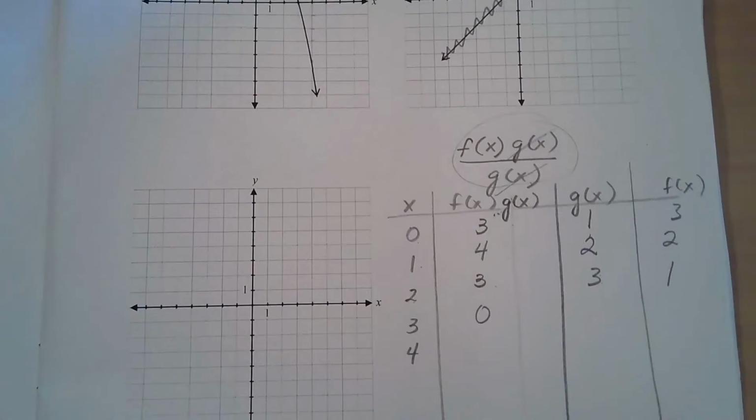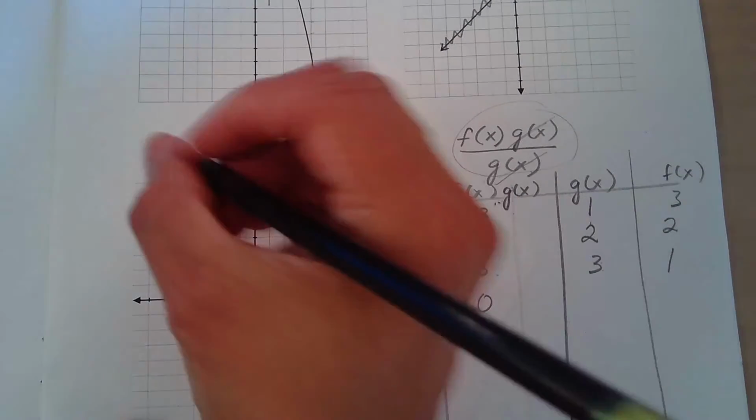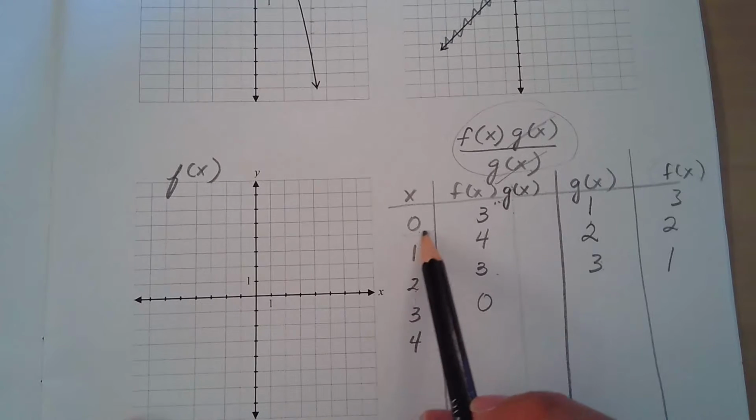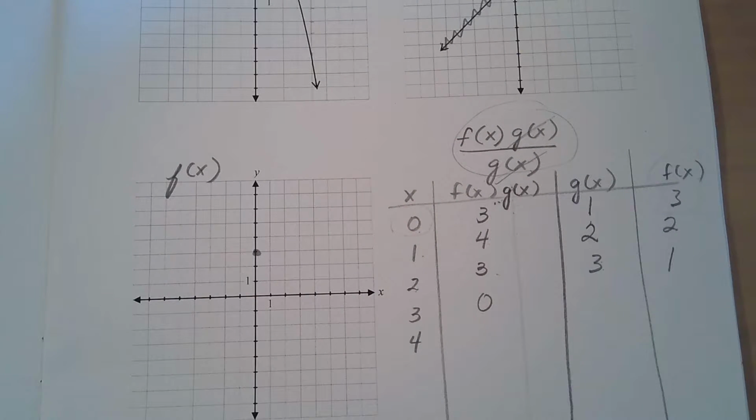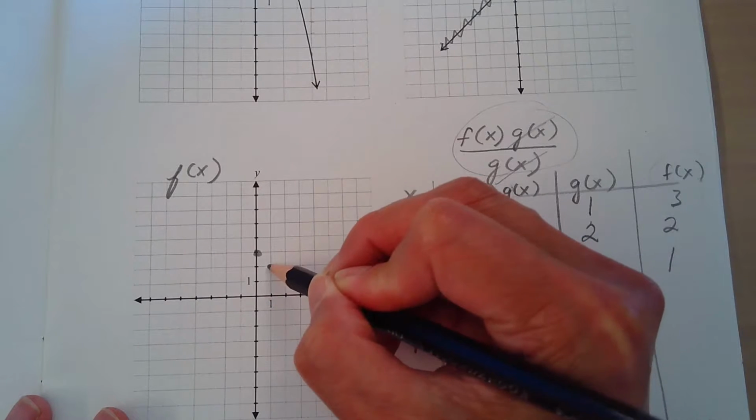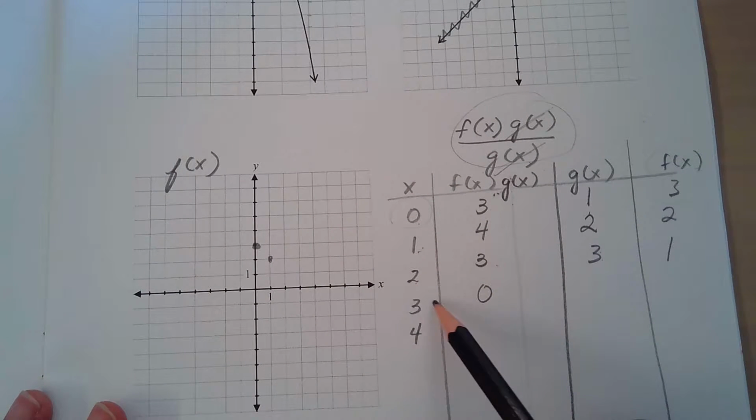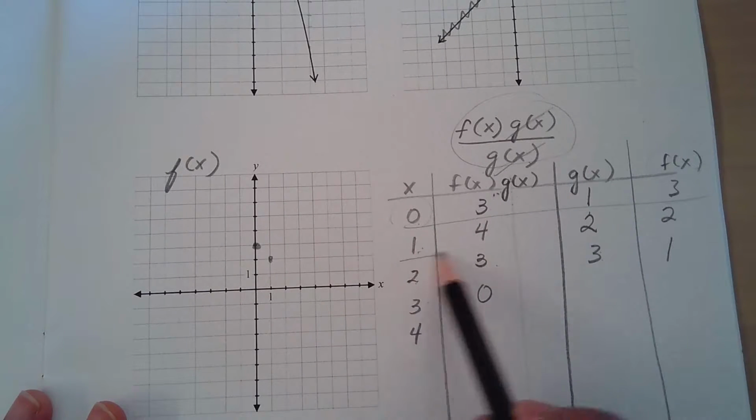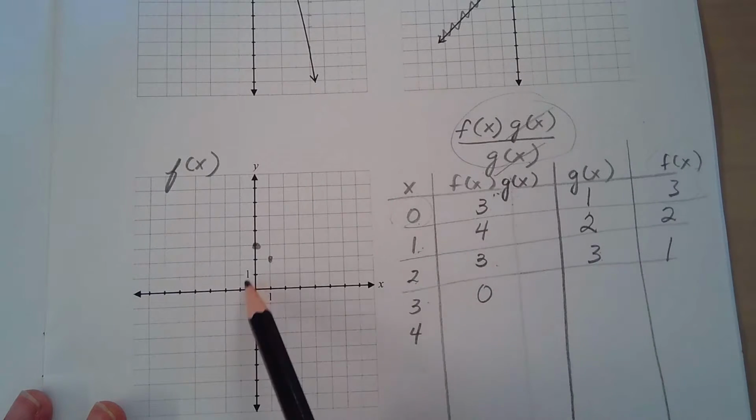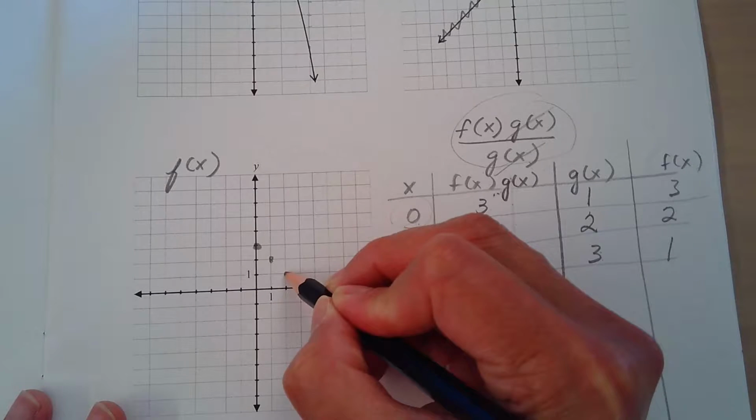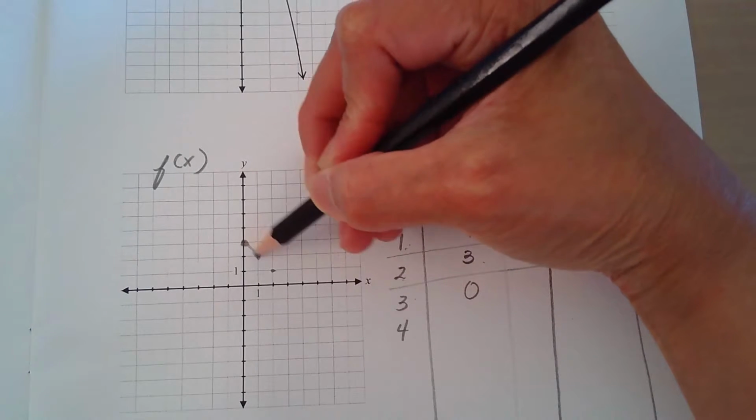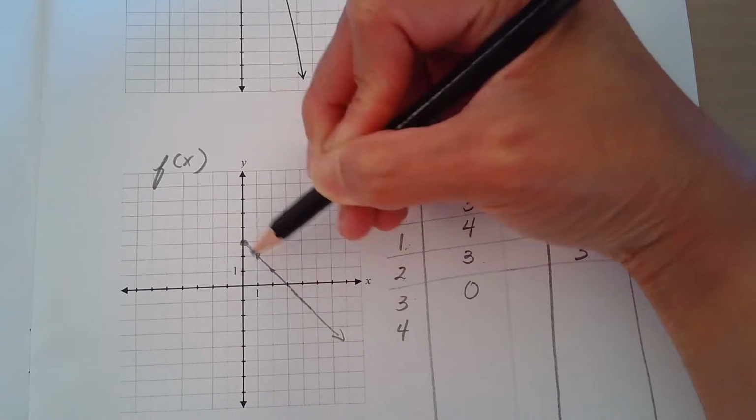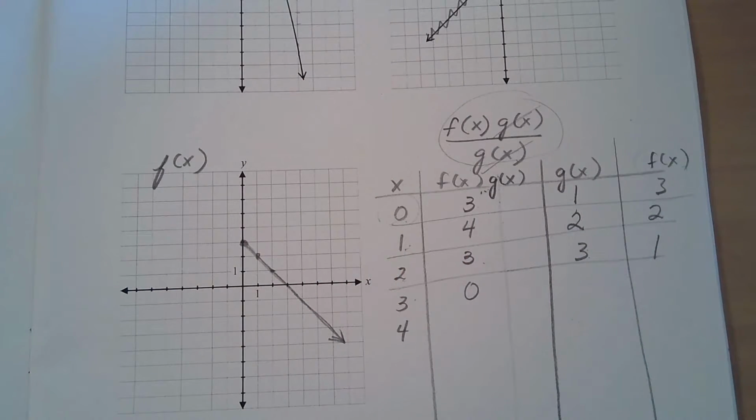So, let's graph it. What's the graph of f of x? F of x would be 0, 3. The other one, 1, 2. And then 2, 1. So we have 0, 3, 1, 2, 2, 1. And then you'll probably see from here we'll go this way. So that's just going to keep going to the negatives.